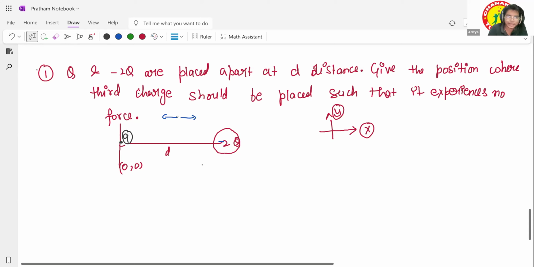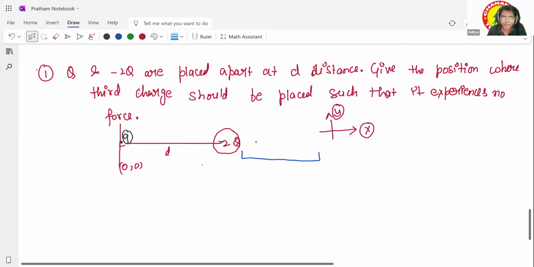If you see carefully, if I am placing it anywhere in between, this is positive, so it will always try to go like this, and this one will always try to take it like this. So in between, whether I start from here or here, there's no condition where I can get the electric field to be zero. Okay, so let's start.